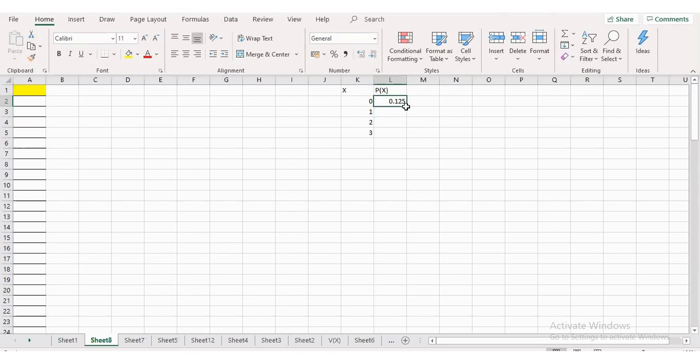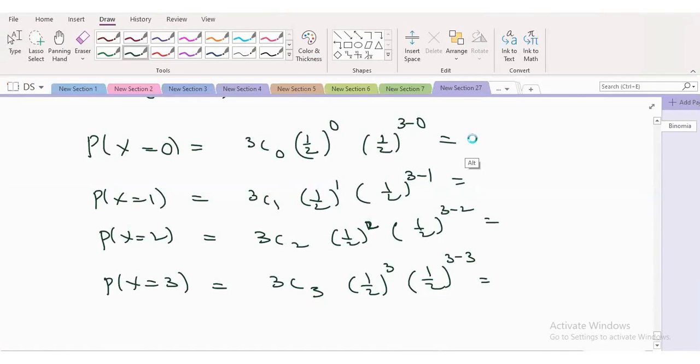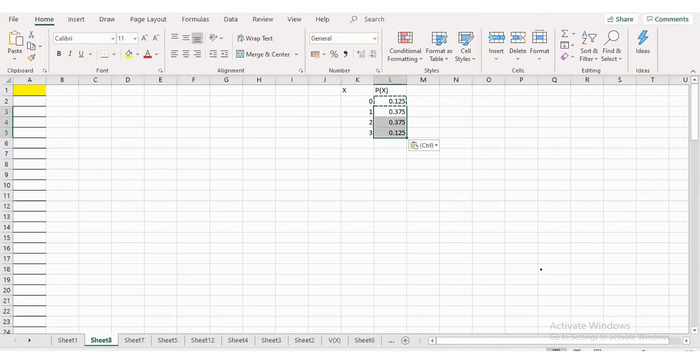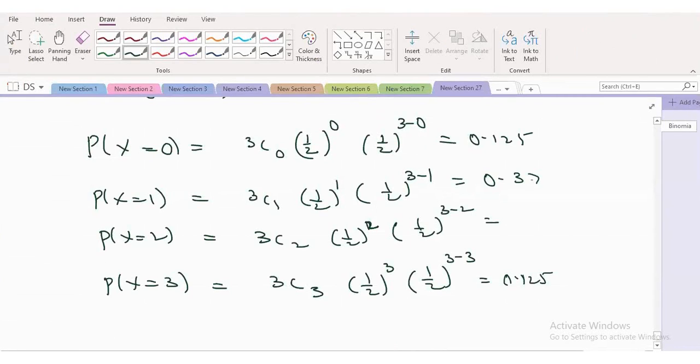So this is what it is. Okay, these are the probabilities. Yes or no? Any question on this? So what is the meaning of this? If you simplify this, this is going to be 0.125. This is also 0.125, and this is 0.375 and 0.375.